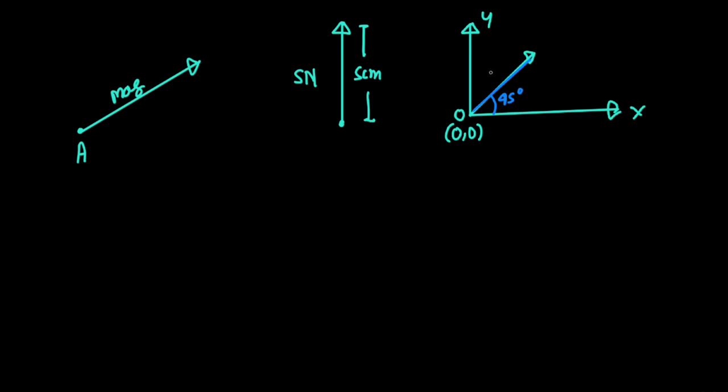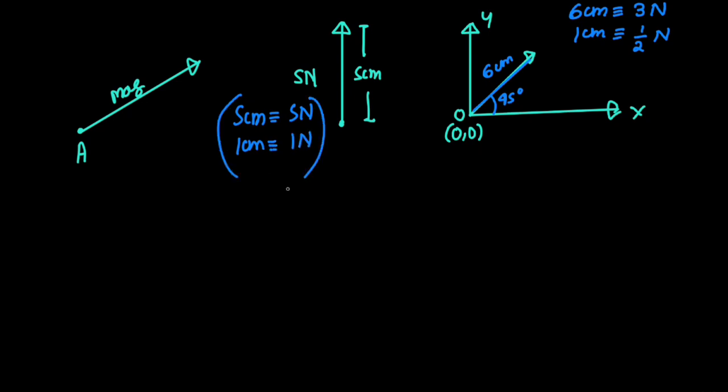I can say that maybe this length is 6 centimeters, and I say 6 centimeters represents 3 newtons, therefore 1 centimeter represents half a newton. In the previous case, I said that 5 centimeters represents 5 newtons, therefore 1 centimeter represents 1 newton. So in various scenarios you can take various scales, but you need to mention them somewhere, right? Here I have shown you that 6 centimeters represents 3 newtons, so 1 centimeter represents half a newton, and you can see that I have clearly made that this force makes an angle of 45 degree with the x-axis. So that is how we pictorially represent vectors.